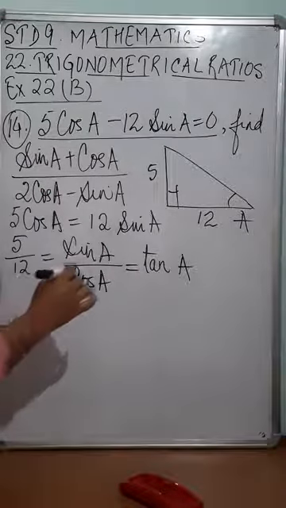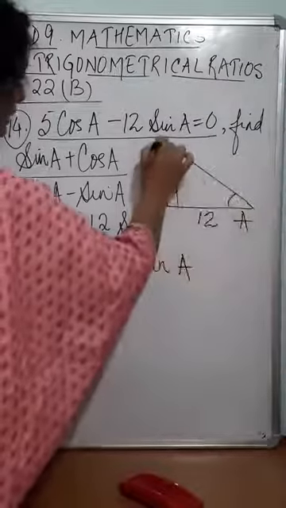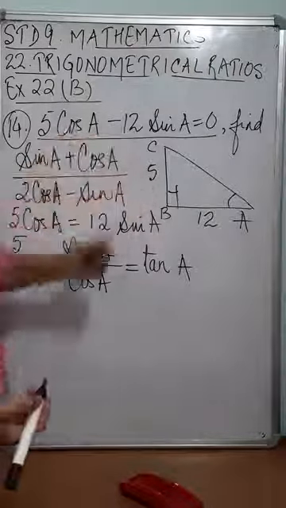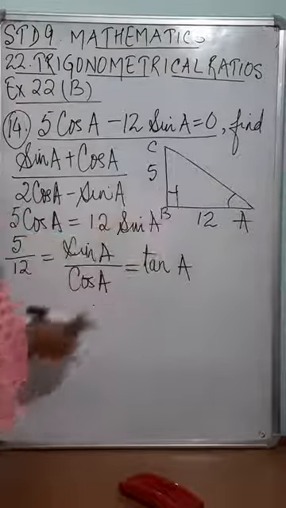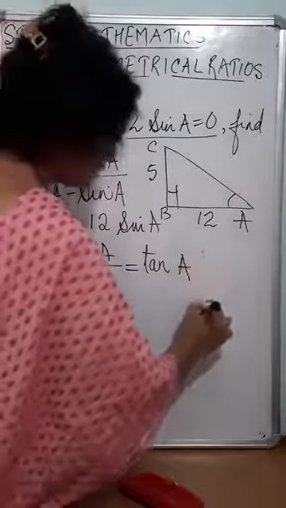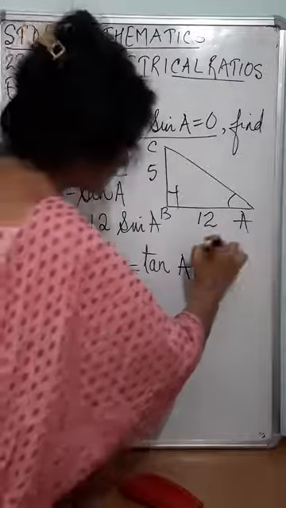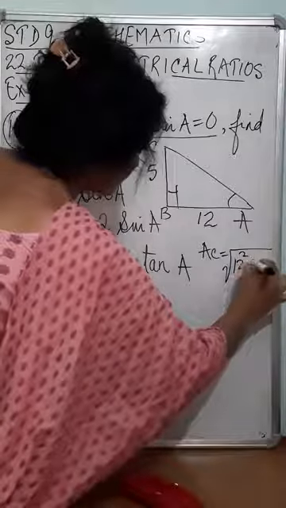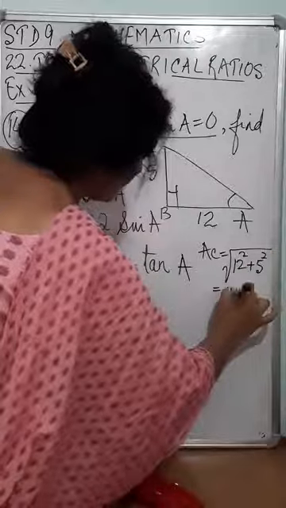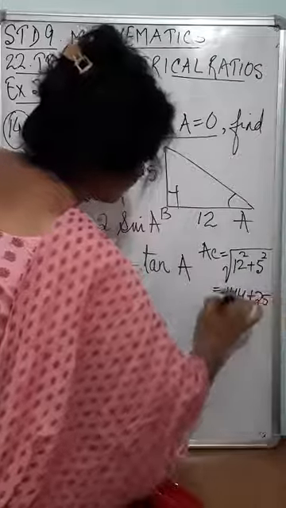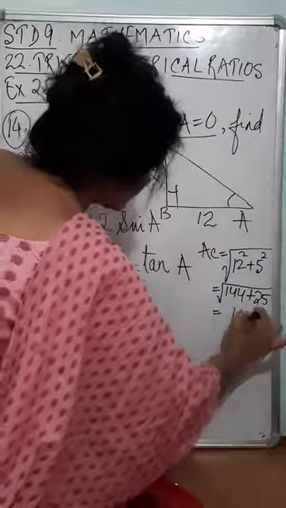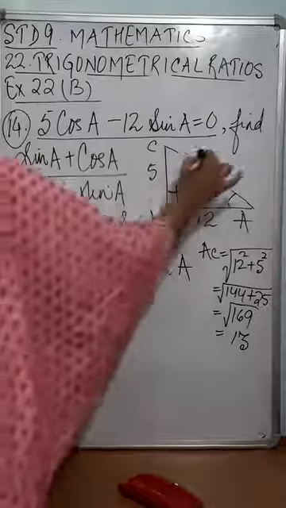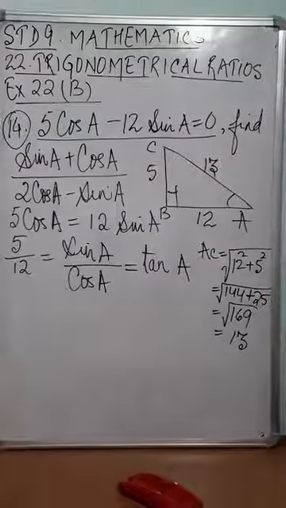Therefore, applying the Pythagoras theorem, the longest side I could take as C and this as B. It's not mentioned, so you can take either B or C as the right angle. And AC, which I have taken as the longest side, will be equal to square root of 12 square plus 5 square, which is equal to the square root of 144 plus 25, that is 169, which is equal to 13. Therefore, let me mark this as 13.